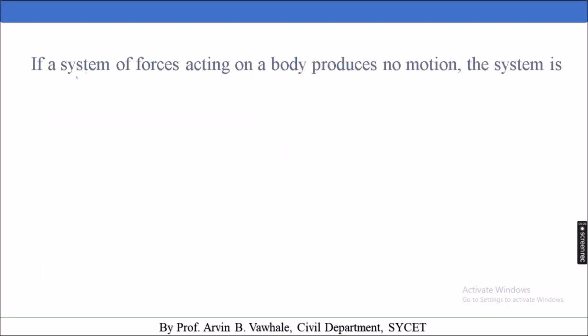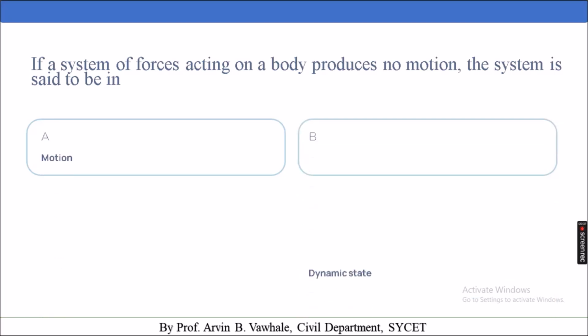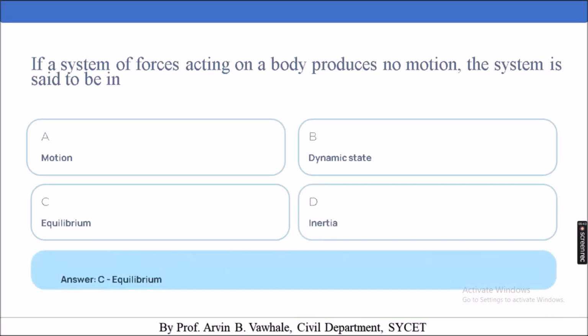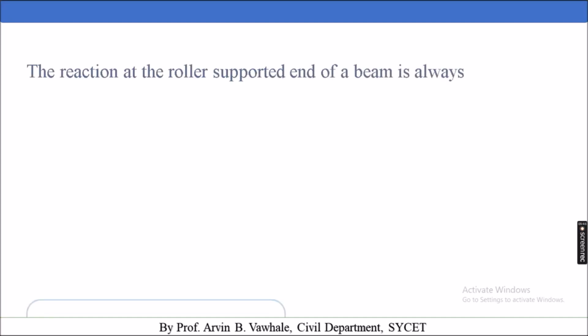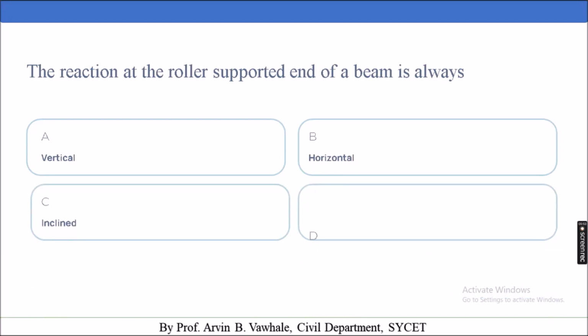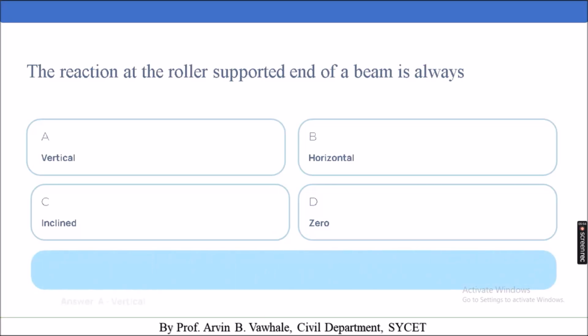If a system of forces acting on a body produces no motion, the system is said to be in: option A, motion; option B, dynamic state; option C, equilibrium; option D, inertia. Answer: C, equilibrium. The reaction at the roller-supported end of a beam is always: option A, vertical; option B, horizontal; option C, inclined; option D, zero. Answer: A, vertical.